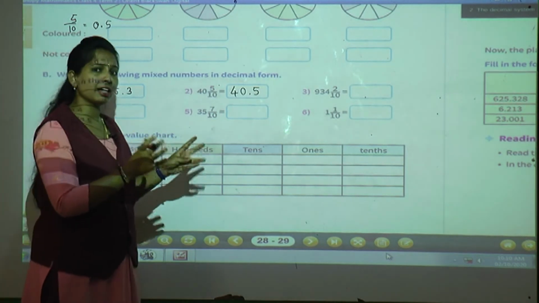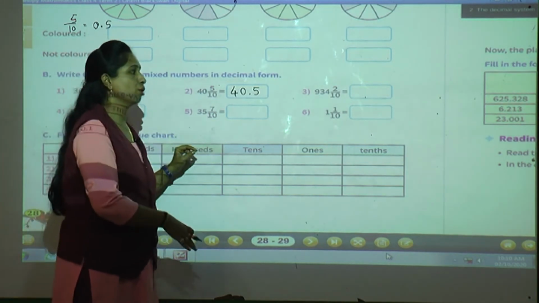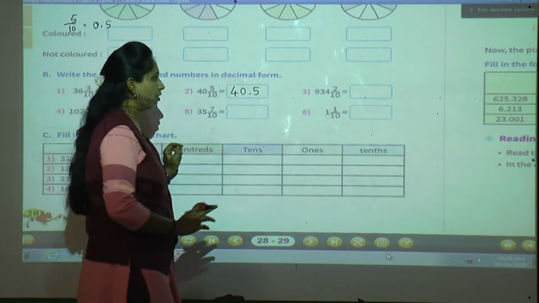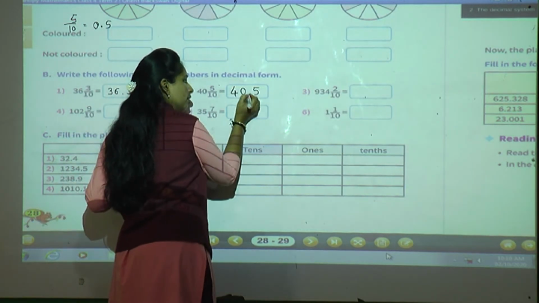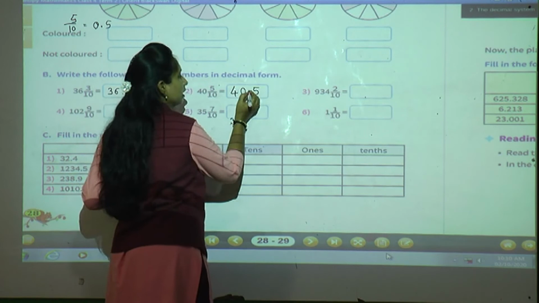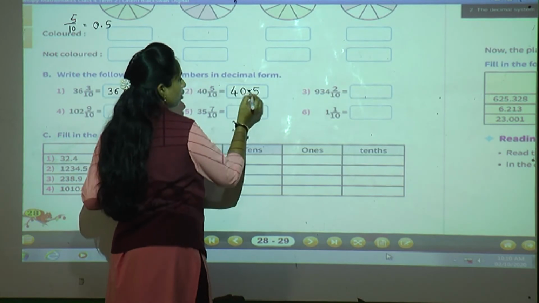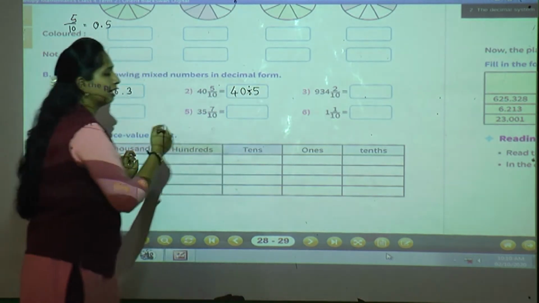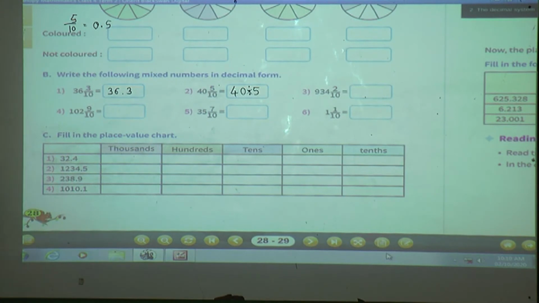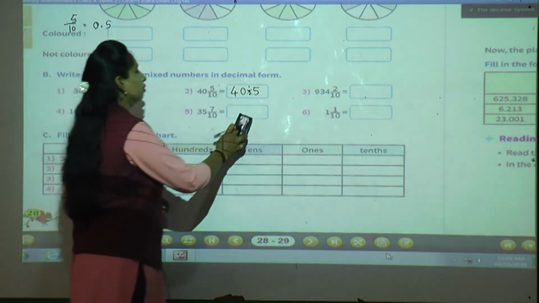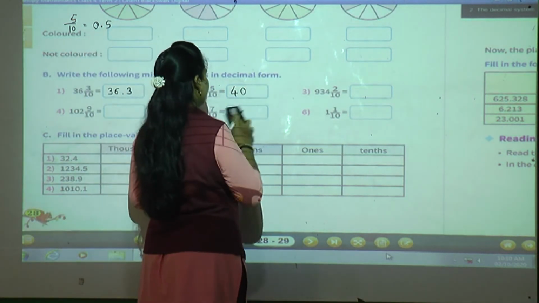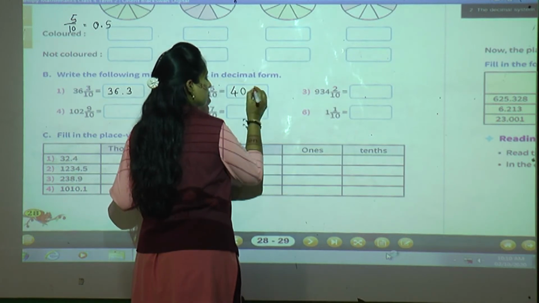Write the point properly. Don't write it big and don't write it small either. It should be visible. Okay? And you should write it at the bottom. Don't write it in the middle, that is wrong. Don't write it on the top, that is also wrong. So properly you have to write the decimal point in this way.